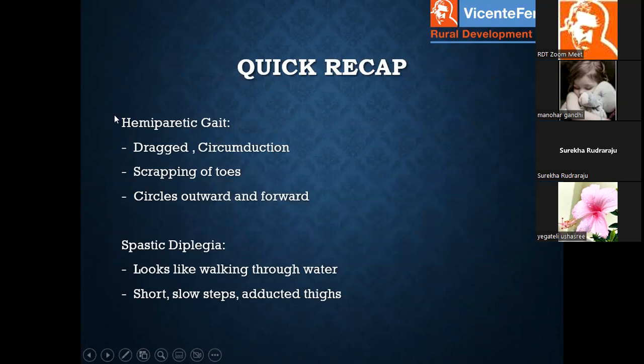So coming to a quick recap, in hemiplegic gait there will be dragging, that is scraping of the toes, and associated circumduction. Obviously there will be some hiking up of the hip joint, along with the scraping of the toes and the circumduction of the same limb. In spastic diplegia, it is a very difficult walking. It appears as though they are walking through water. They will have short, slow steps, and they will have adducted thighs also.